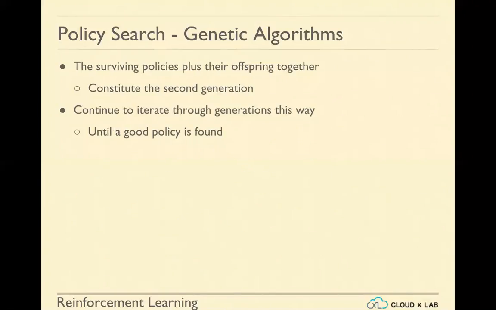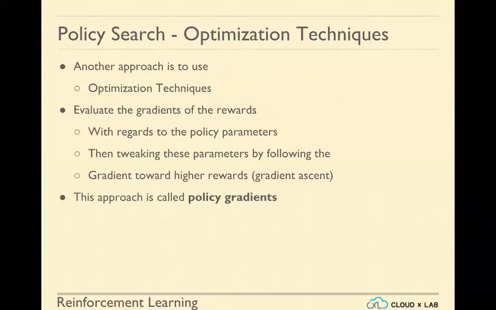The surviving policies plus their offspring together constitute the second generation, and we continue to iterate through generations this way until a good policy is found. Another good approach is to use optimization techniques. Evaluate the gradients of the rewards, as in evaluate the rate of change of error with respect to your parameters, and then tweak these parameters by following the gradient, the slope, towards the highest rewards, as in the lowest error, the way we had done earlier. So this is basically what we are referring to as gradient descent.